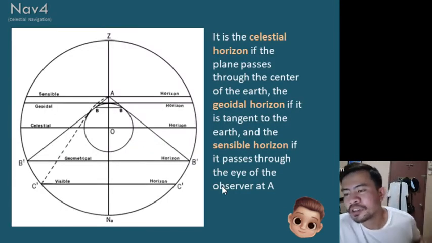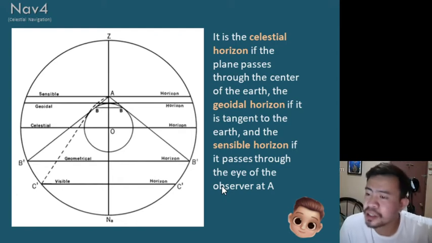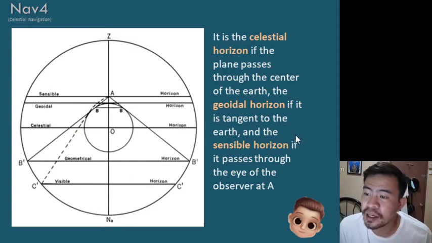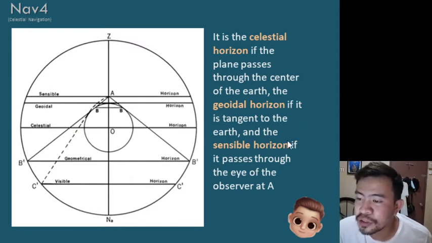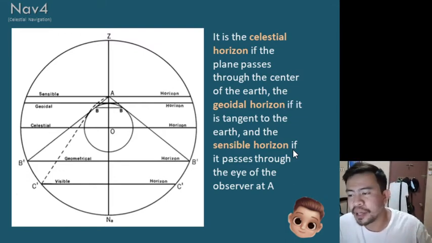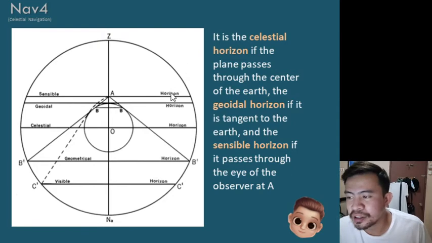Now we have also other definitions here. It is the celestial horizon if the plane passes through the center of the earth. So for example, if this is your earth and that great circle or that plane passes through the center of the earth, then we call that your celestial horizon. The geodal horizon if it is tangent to the earth. If there is that plane, and a single point on that plane is tangential to the surface of the earth, then that's a geodal horizon.